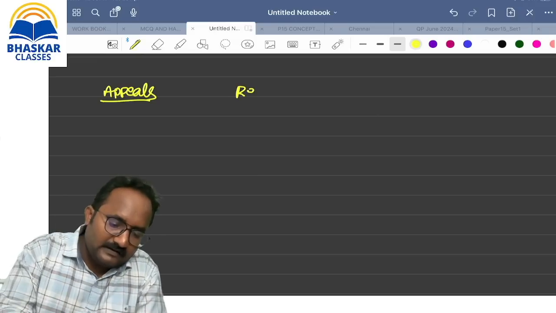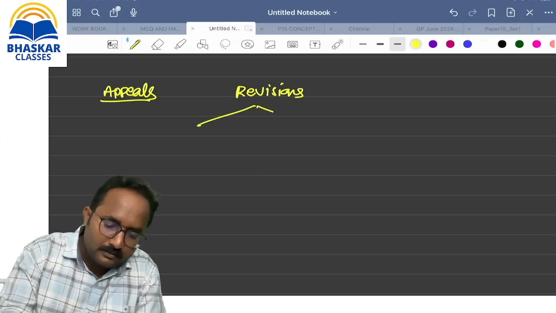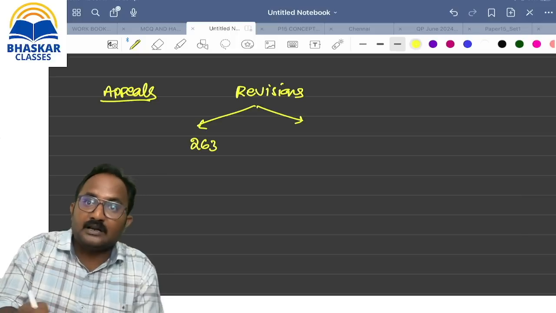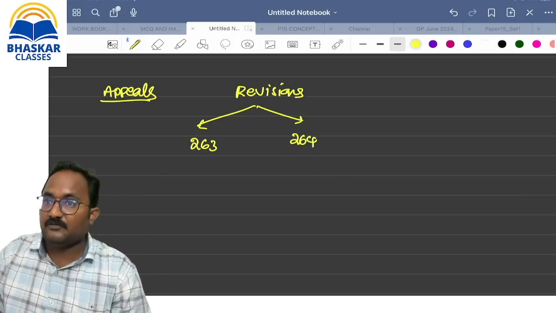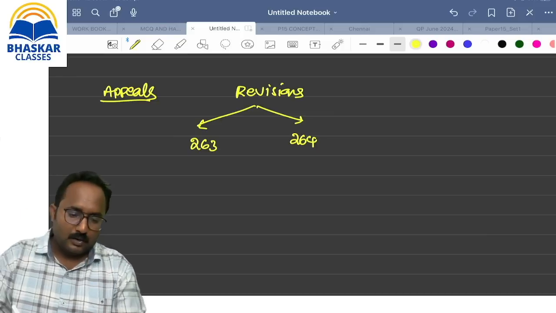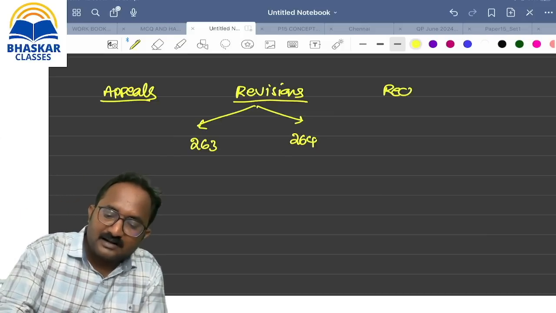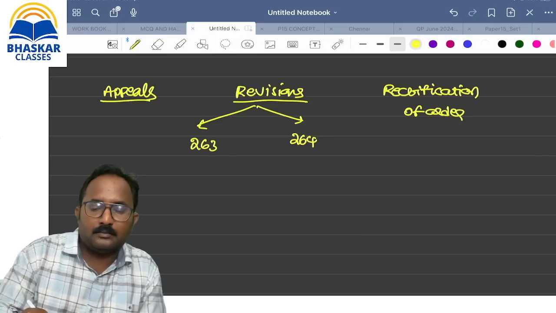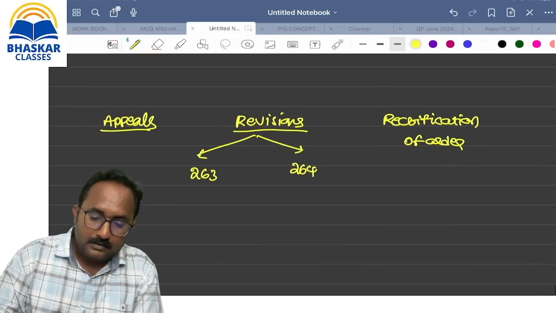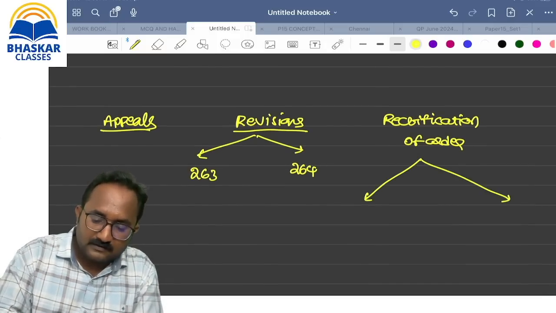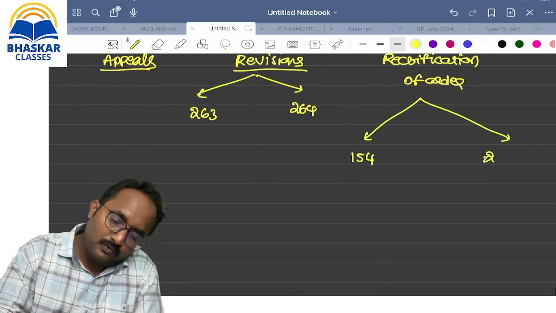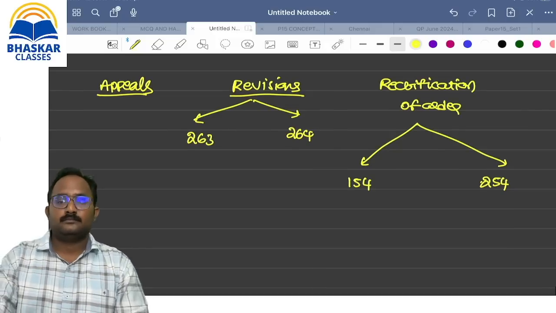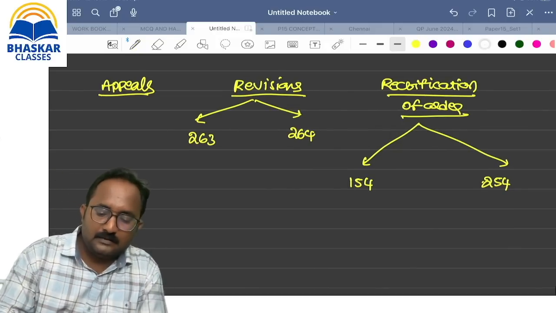Next, revision. Now 2 sections are there. What are the 2 sections, ma'am? Okay, 263 is a revision of an order in favor of the department. 264 is a revision of an order in favor of SSC. Now, the last part is nothing but what, ma'am? Rectification. Rectification of order. Remember, rectification of order we have in 2 sections: 154 section, 254 section. Check it out on the screen.